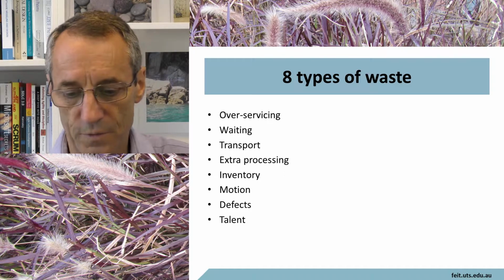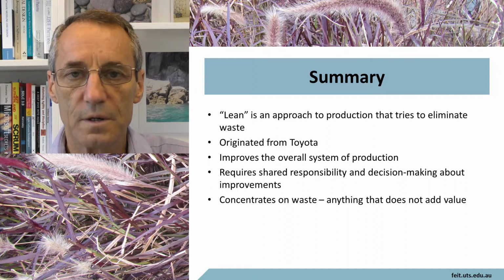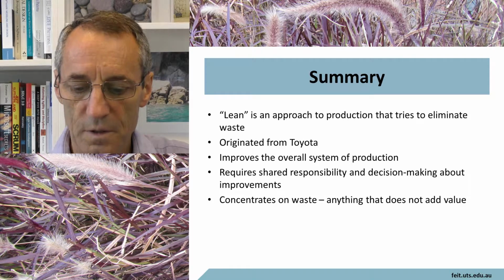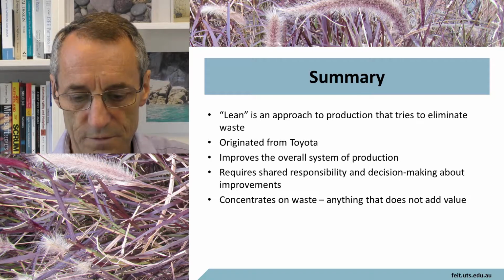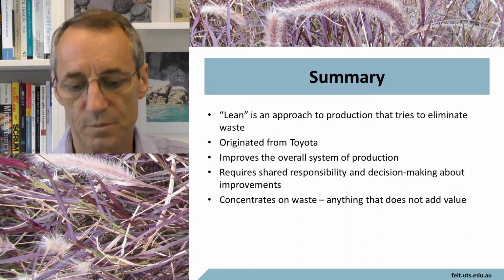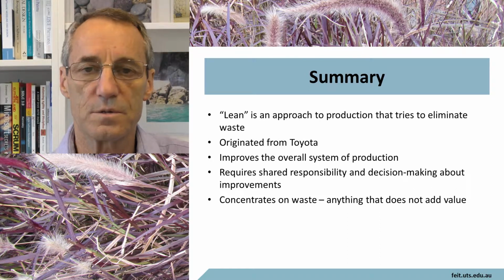So the summary then for lean production is that it tries to eliminate waste. It originated from Toyota, but was observed by the MIT team and described. It improves the overall system of production, not the production process itself. It requires shared responsibility and decision making about improvements, and it concentrates on waste, which is anything that does not add value.